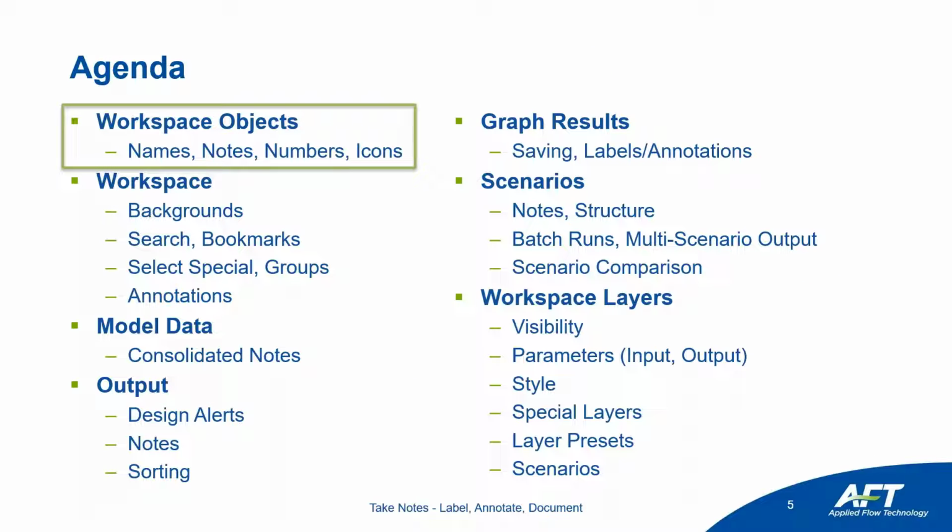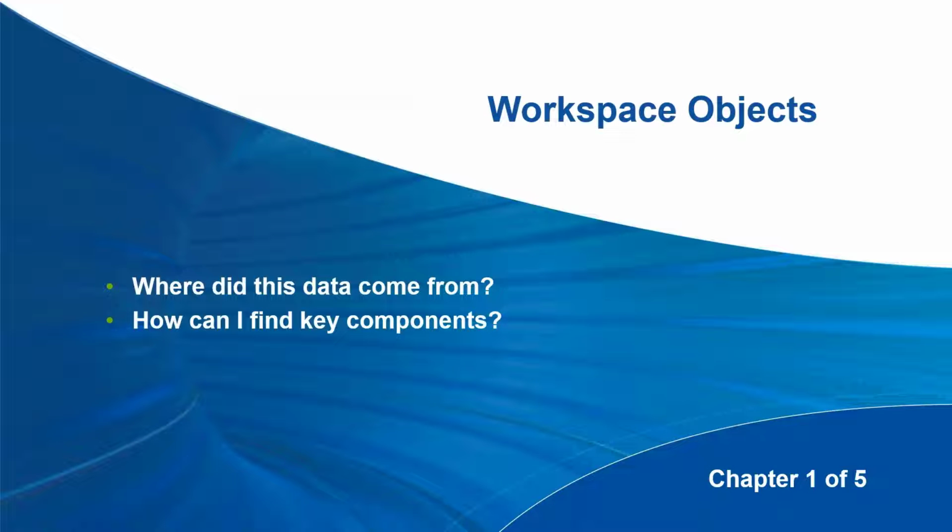First one that we'll take a look at is workspace objects. These are things like pipes and junctions that we'll have on the workspace within our software. Some questions we might want to answer in this section are, where did this data come from? Where might we want to document that? And how can I make it easier to find key components within my system?